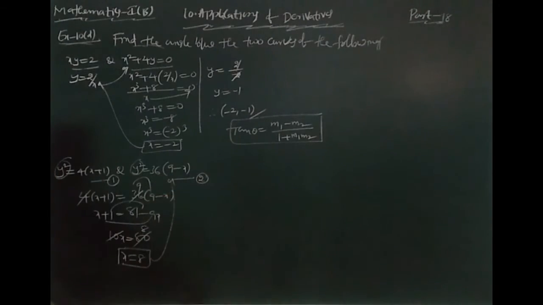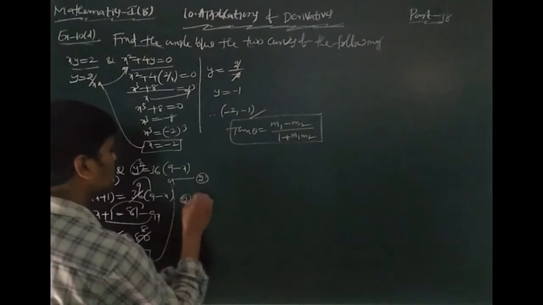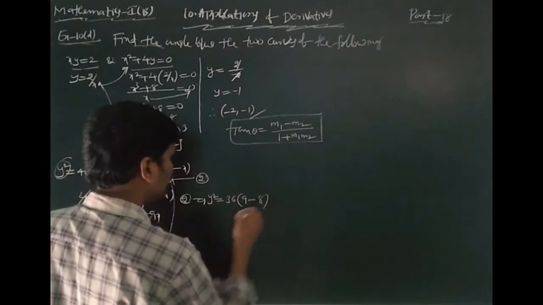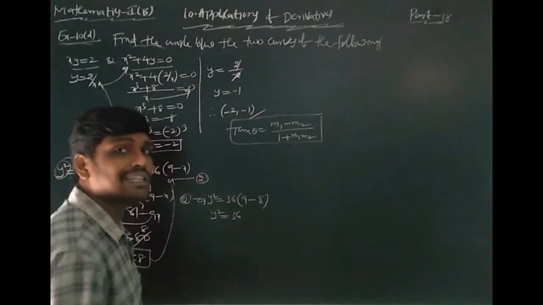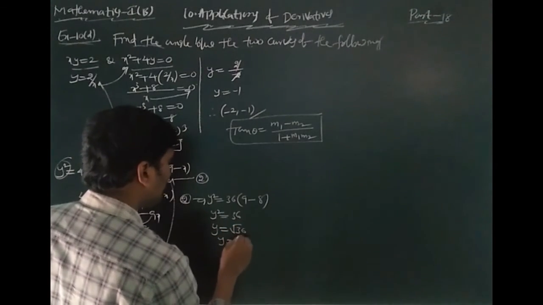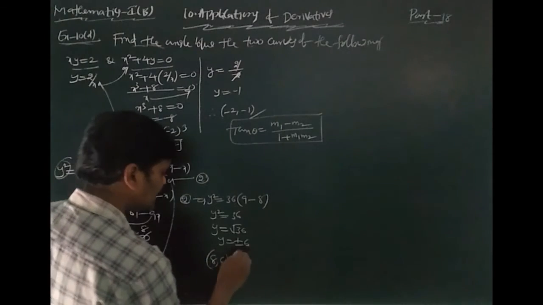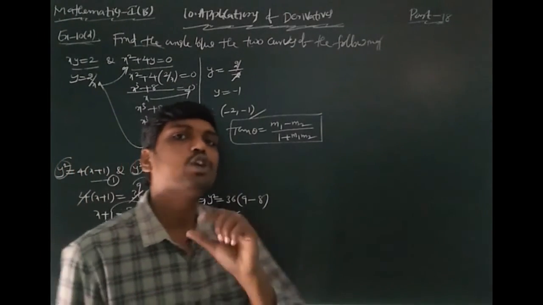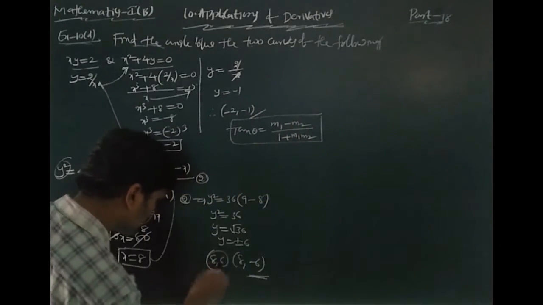Substitute in equation 1 or 2, that is your wish. Suppose we take equation 2: y square equal to 36 into 9 minus x, where the x value is 8. y square equal to 36 into 9 minus 8. That is y square equal to 36, so y is the square root of 36, that is plus or minus 6. One point is 8 comma plus 6, another point is 8 comma minus 6. Of these two points, you can take any one point, that is your wish. Here we take, suppose, this point.